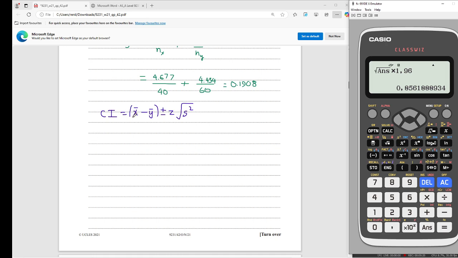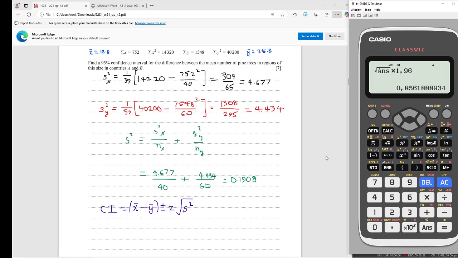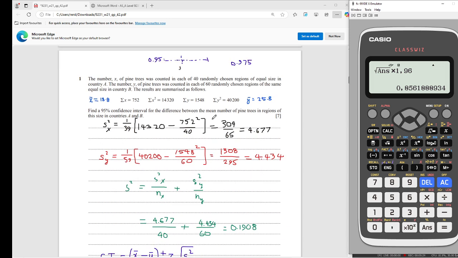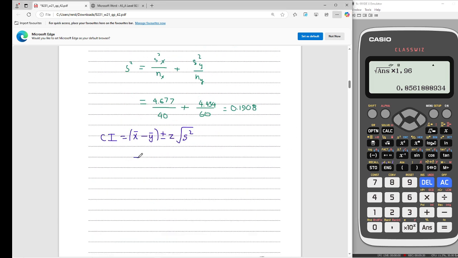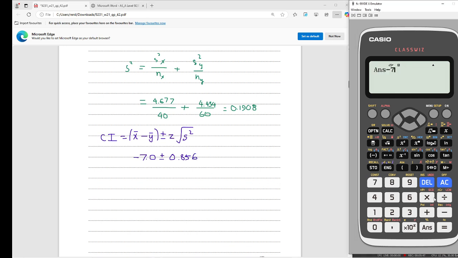Okay, so mean X minus mean Y, that is going to be 18.8 minus 25.8. So you can do this mentally and you get negative 7.0 plus or minus, and when we did this calculation right here we got 0.856.